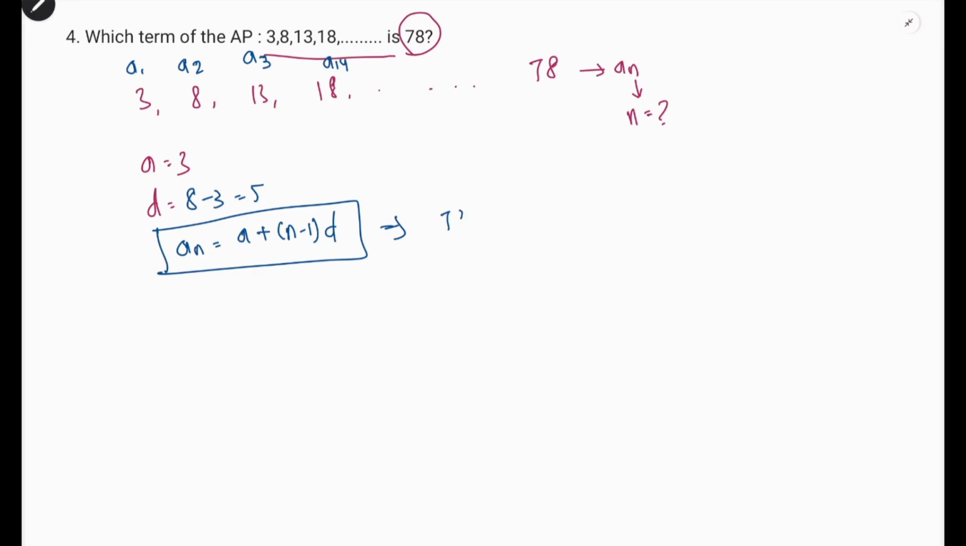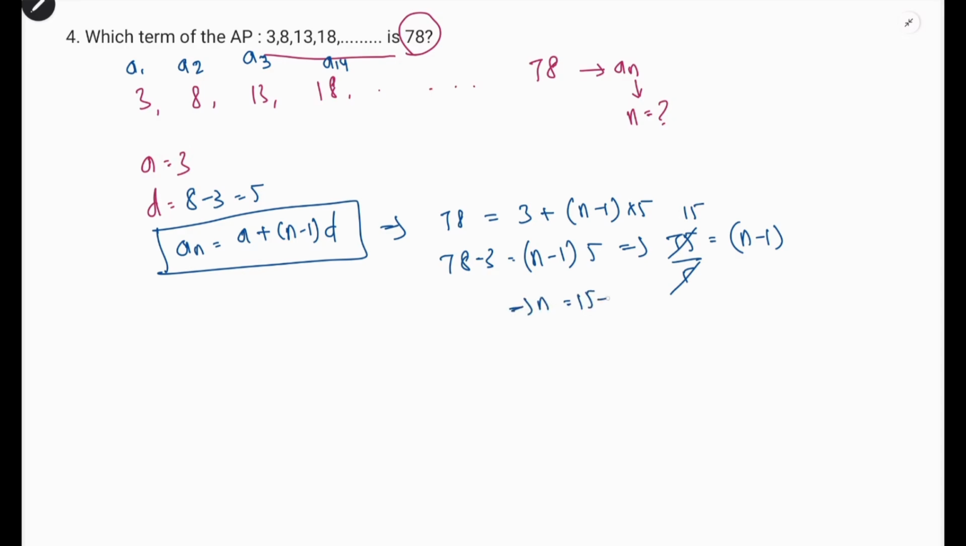Here an is 78 is equal to 3 plus n minus 1 into 5. It is 78 minus 3 is equal to n minus 1 into 5. You get 75 is equal to n minus 1 into 5. Bring 5 to the left side. It will be 75 divided by 5. It is 15. So here n is equal to 15 plus 1. It is 16. So the 16th term is 78.